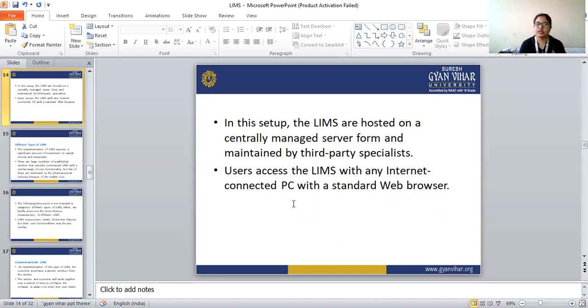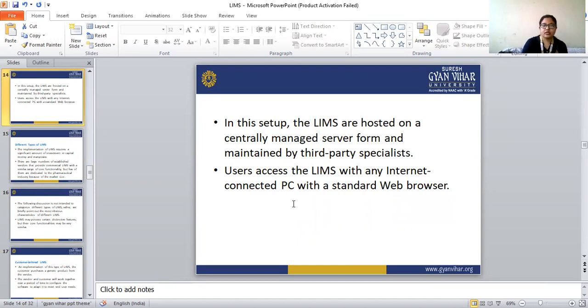ASP is the newest one, and users can access the LIMS with any PC that is connected to the internet with a standard web browser. So these are all the architectures of the LIMS. There are four types of architectures.